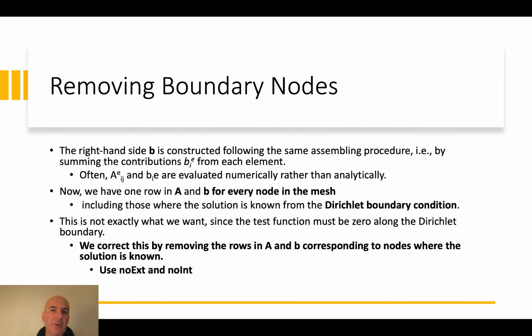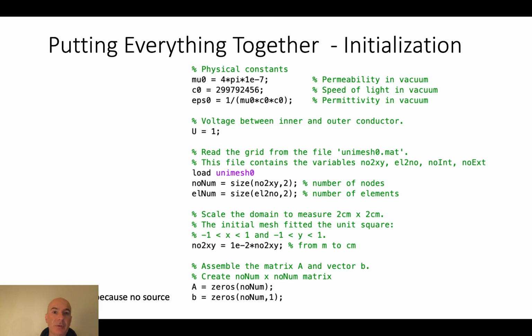So the process that we're going to do is to remove the rows in A and b that correspond to the nodes where the solution is known, right? That is where we have the boundaries. And for doing that, we're going to use those two data structures, that is no x and no int. So let's look at the whole program together to solve the Poisson problem using the FEM.